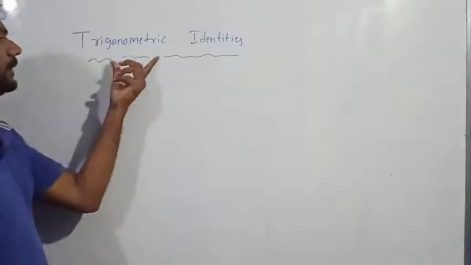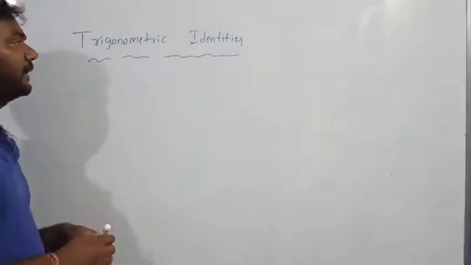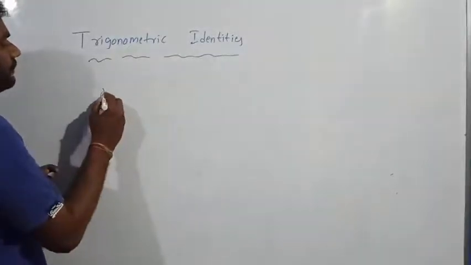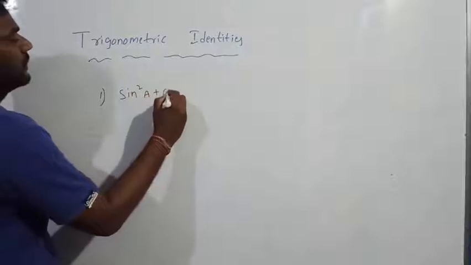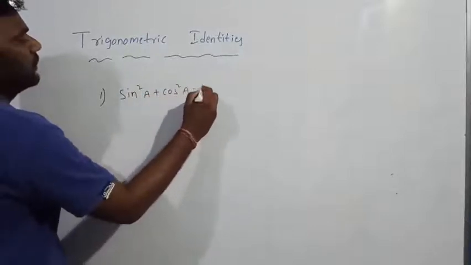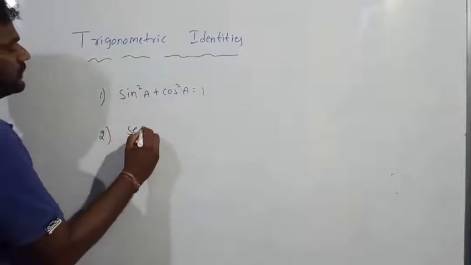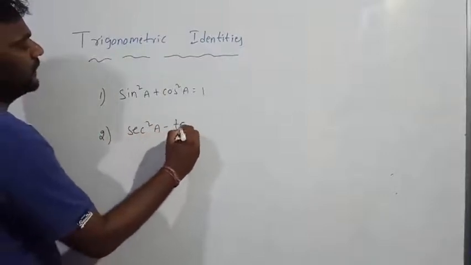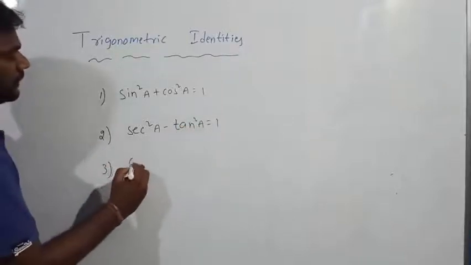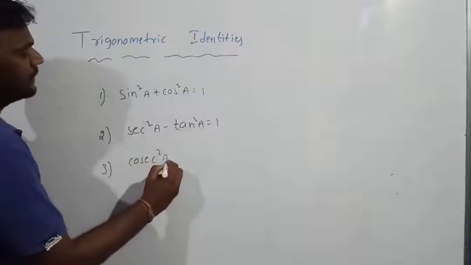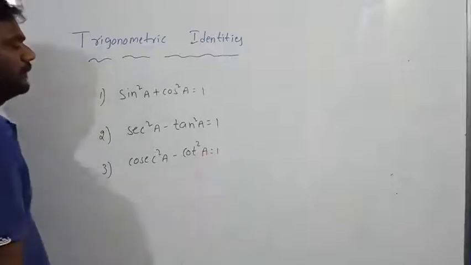Next topic, trigonometric identities. We have three very important trigonometric identities. First one, very important: sin square a plus cos square a equals 1. Second one: secant square a minus tan square a equals 1. Third one: cosec square a minus cot square a equals 1.